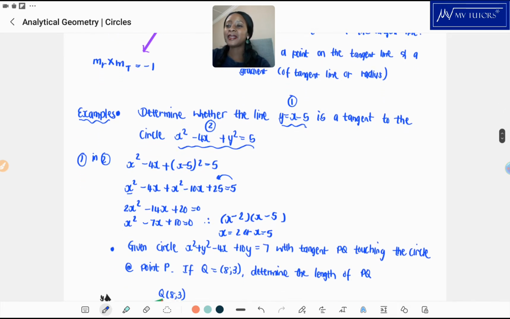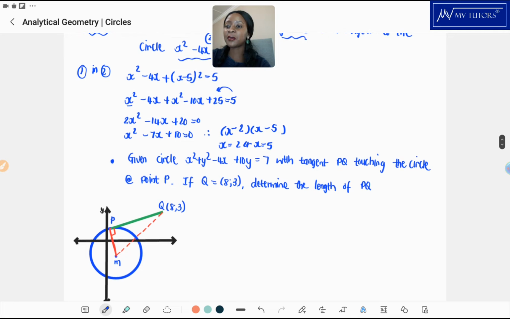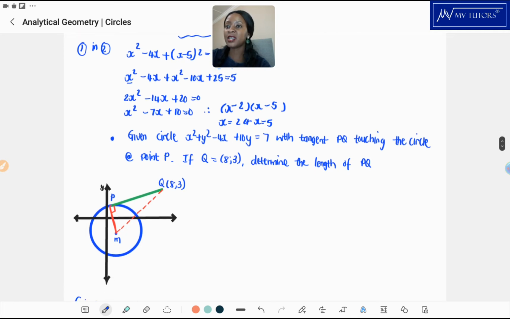All right. Now, we have another question here. It says, given the circle x squared plus y squared minus 4x plus 10y is equal to 7. So this is the equation of this circle over here, with tangent PQ touching the circle at point P. If Q has the coordinates 8, 3, determine the length of PQ.